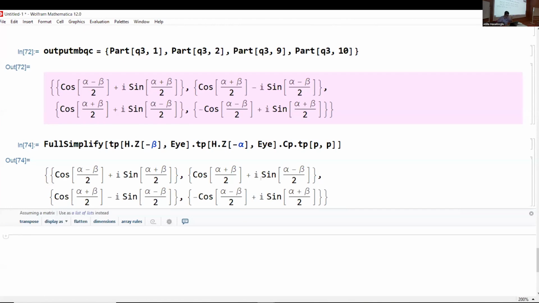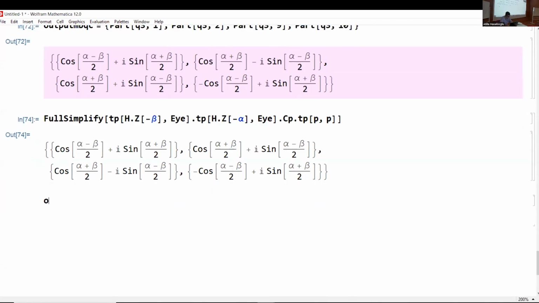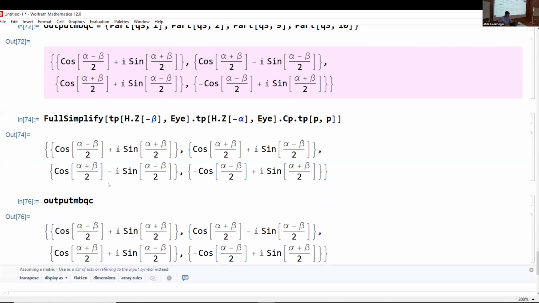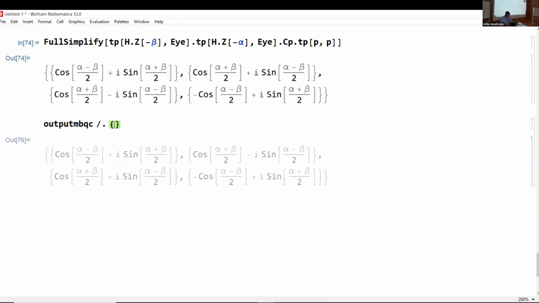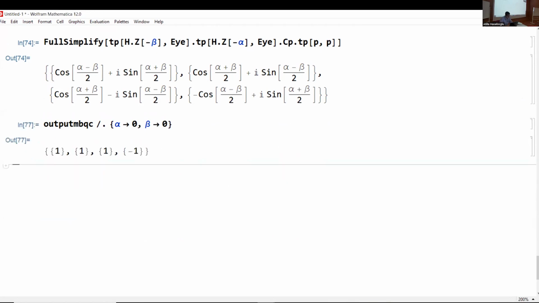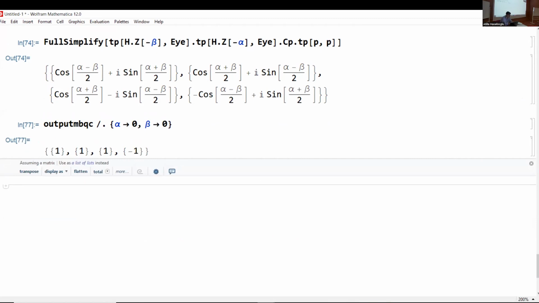Now, if I take my output MBQC, here is my output state. Let's see what I get when I have alpha equals say 0 and beta equals 0. Suppose I get this state, control phase. This is how we implement the control phase gate on 2 qubits. This is how you could do it with photons. Just prepare the cluster state and do measurement.